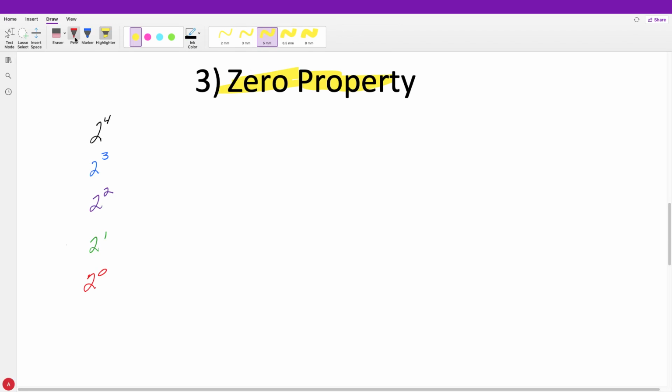All right, so now we're going to learn about and talk about what's called our zero property. And what this is asking us is what happens when we raise something to the 0 power?